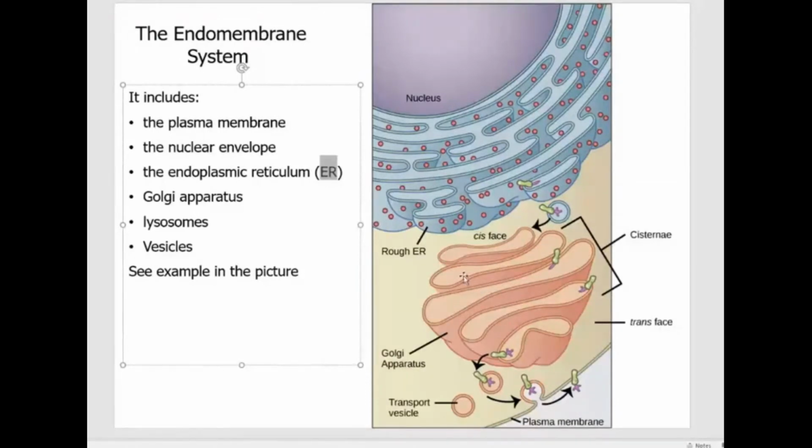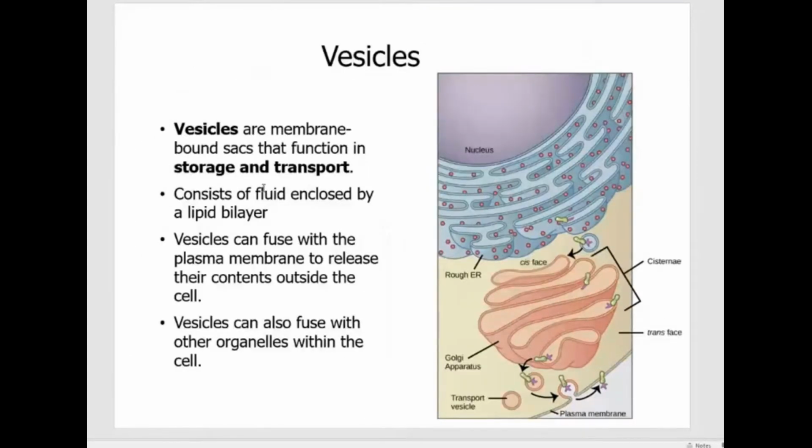This structure is the Golgi apparatus. We'll talk about what its function is, and then we also have lysosomes, which is not shown in this picture, but it's going to be very similar to the vesicles. So the first one we're going to look at is vesicles.